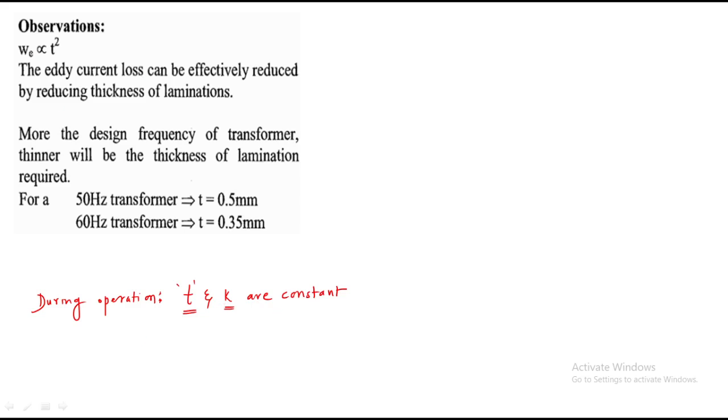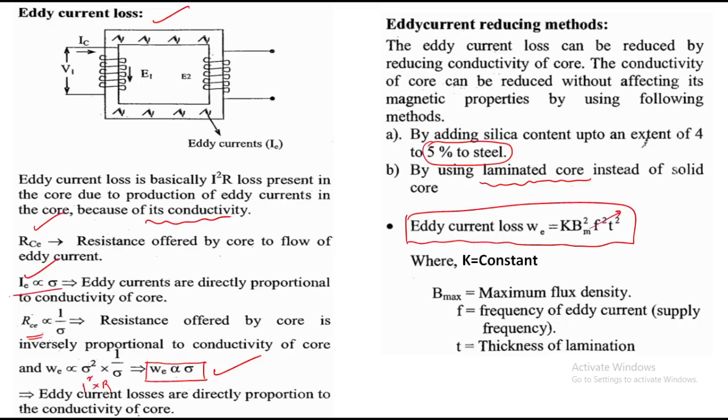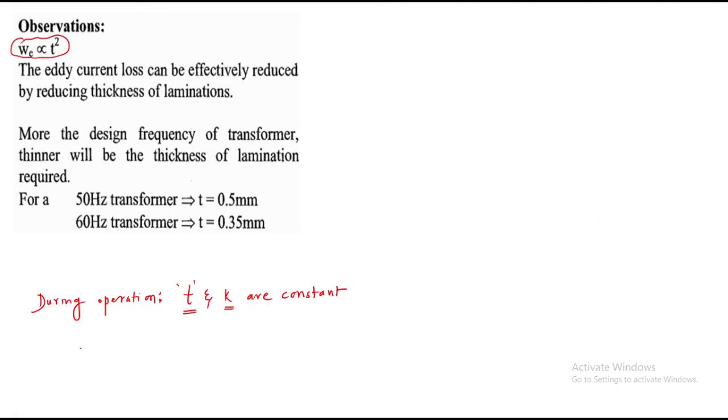So from this, eddy current loss is proportional to thickness square. And frequency is inversely proportional to the thickness. That is, the more the value of frequency, the less the value of thickness. So the higher the design frequency of the transformer, the thinner the lamination thickness required.